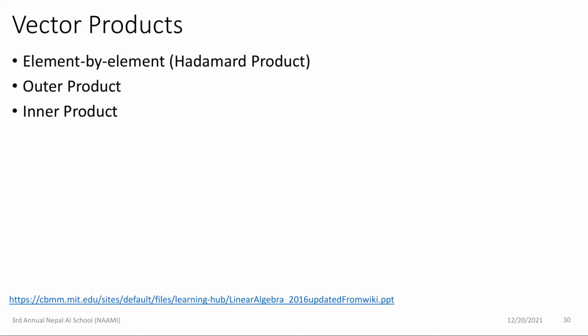We have three different types of vector products. Most of us are very familiar with the inner product, but there are also two others called the Hadamard product and the outer product, which I actually don't really have a good example for an intuitive explanation, but I'm just saying this so that you know.